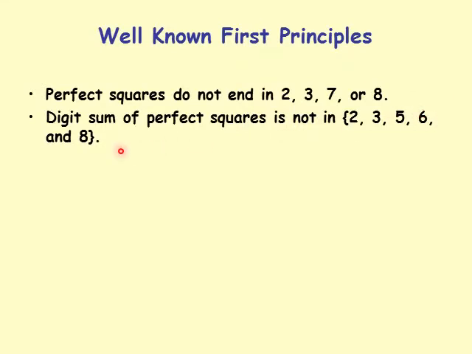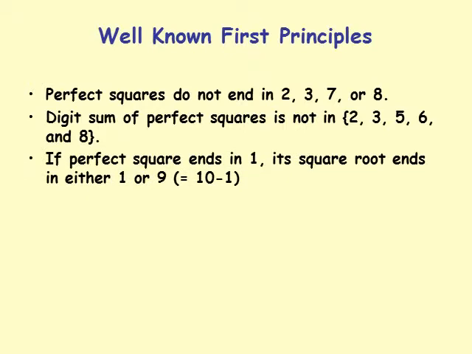Let's continue. If a perfect square ends in 1, its square root ends in either 1 or 9, and the two are tens complements of each other. 9 is equal to 10 minus 1, and 1 is equal to 10 minus 9. 1 plus 9 is 10. They are tens complements of each other.